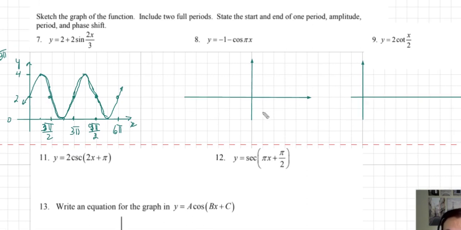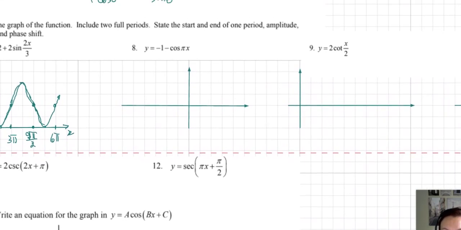All right, moving on to the next one, -1 minus cosine pi x. So we know that the midline is going to be at -1. The amplitude is going to go from 0 to -2. And we have negative cosine. So cosine would have started on top and would go down and up. Since it's negative cosine, it's going to actually start over here, and then it's going to go down like this.